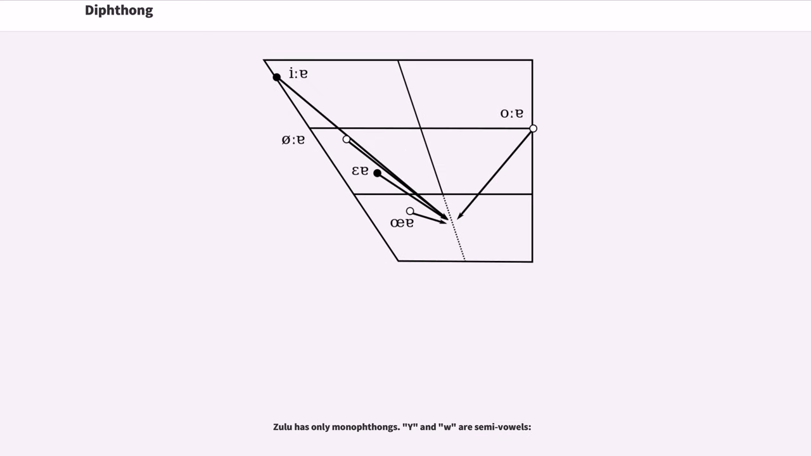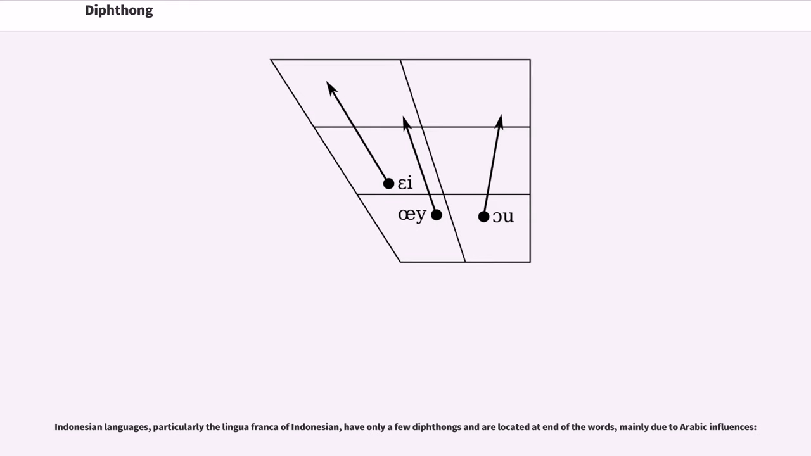Zulu has only monophthongs. Y and W are semi-vowels. Indonesian languages, particularly the lingua franca of Indonesian, have only a few diphthongs, and they are located at the end of words, mainly due to Arabic influences.